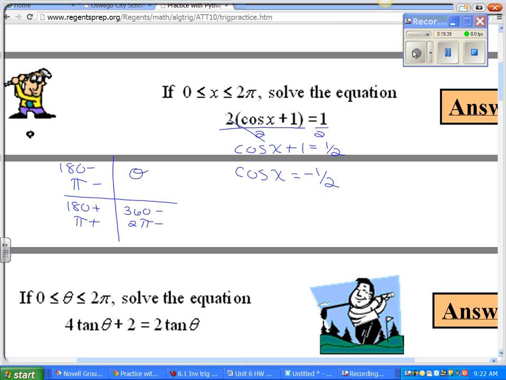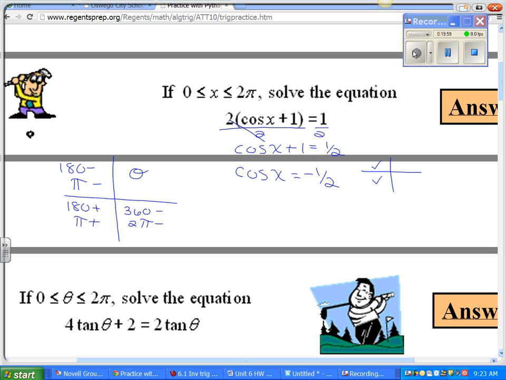Good. Equal to a negative. Where's cosine? Second and third. Awesome. Great job. Okay? It's equal to a negative 1/2, so we know it's going to be second and third. Now, are we going to take the inverse of the negative 1/2? No. Yes, you're going to find the reference angle.